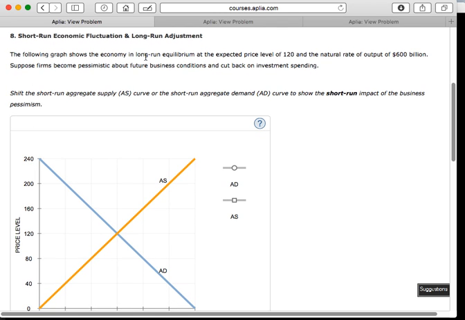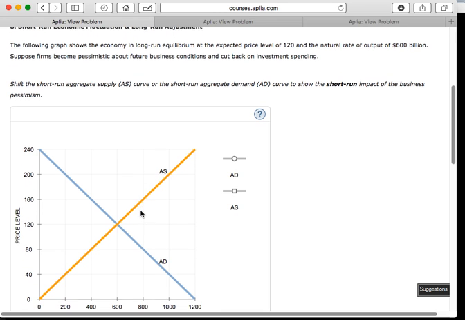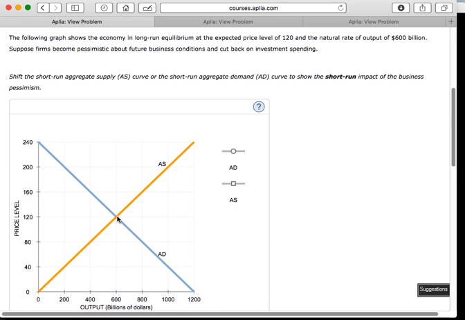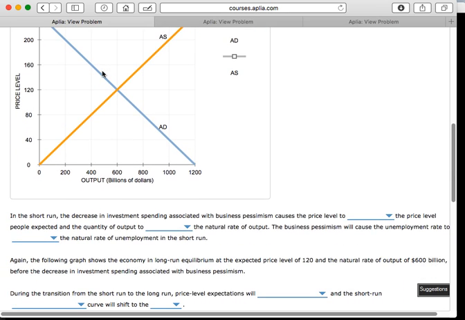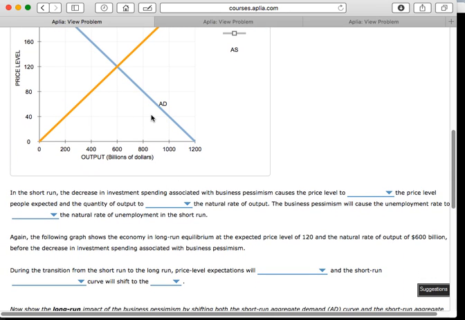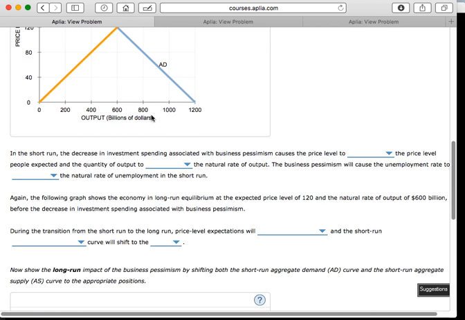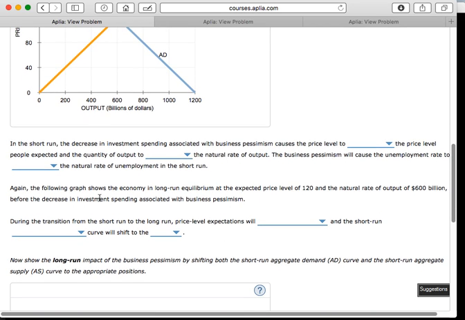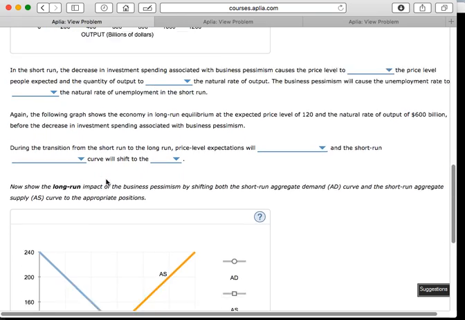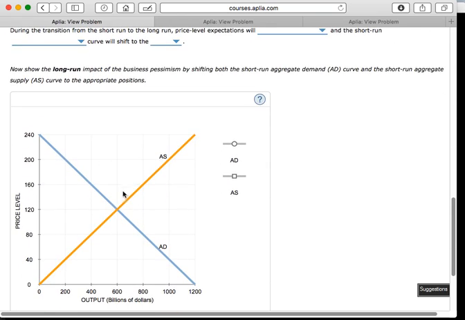The following graph shows the economy in the long-run equilibrium at the expected price level of 120 and the natural rate of output of $600 billion. Suppose firms become pessimistic about future business conditions and cut back on investment spending. Shift the short-run aggregate supply curve or the short-run aggregate demand curve to show the short-run impact of the business pessimism. Then it's going to ask us how the economy adjusts in the long run, so we'll graph the long-run impact and what adjusts after that.